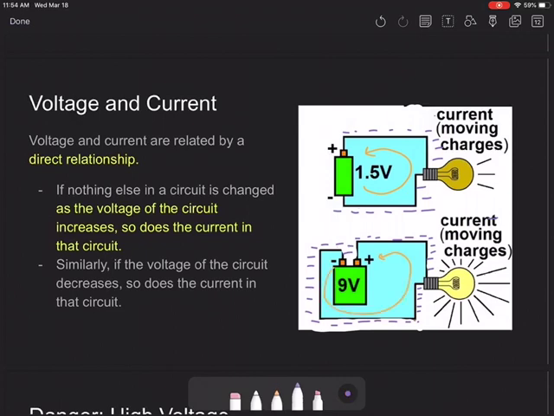The one at the bottom has a higher voltage, which means it's going to have a higher current, so the electrons are going to move faster, and I'm going to show that by making it look like there are more. It's not necessarily that there's more, it's just that they're traveling faster. And you can see that with the higher voltage, our light bulb is shining more brightly, right? Because the higher current and the higher voltage combined causes that to shine more bright, right?